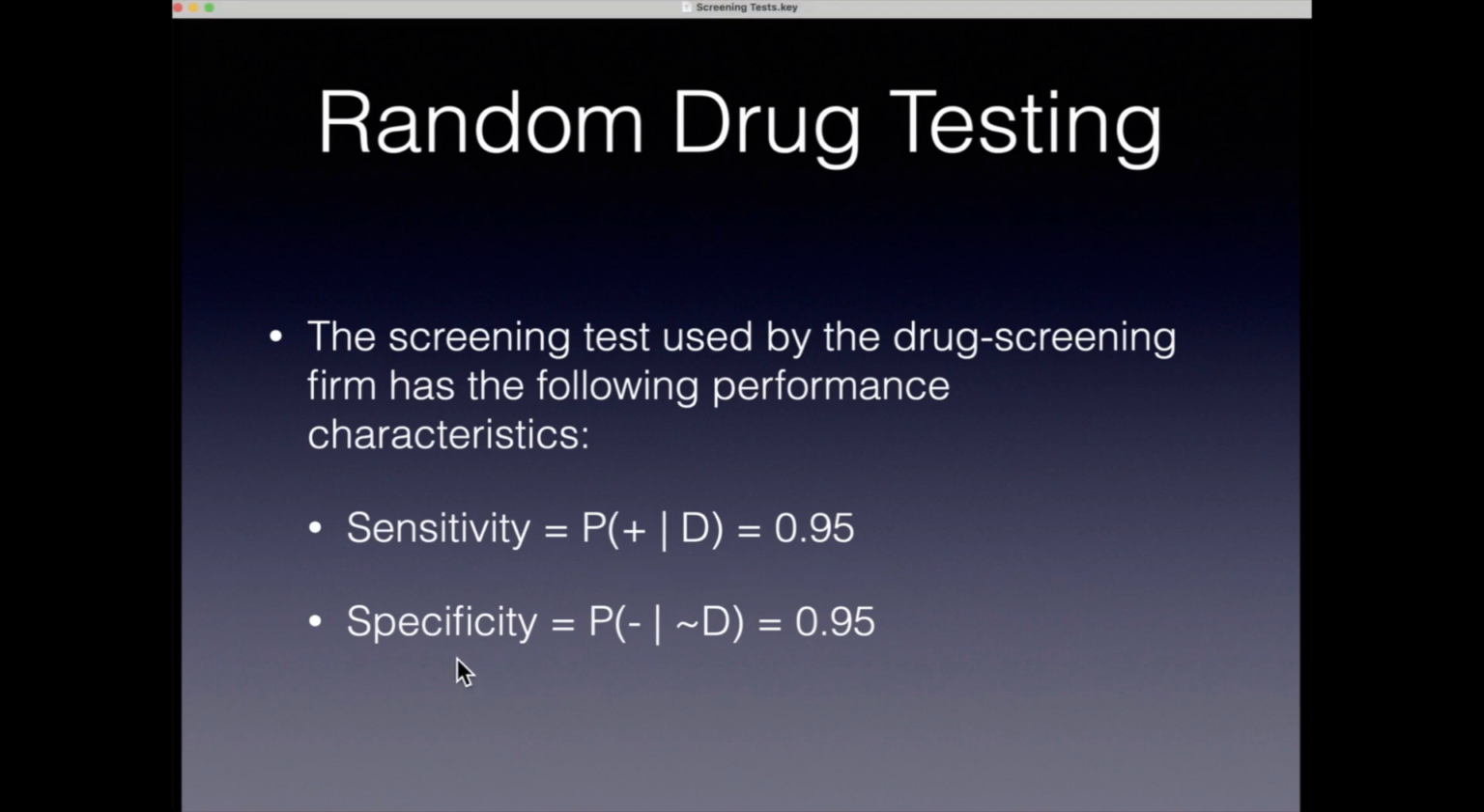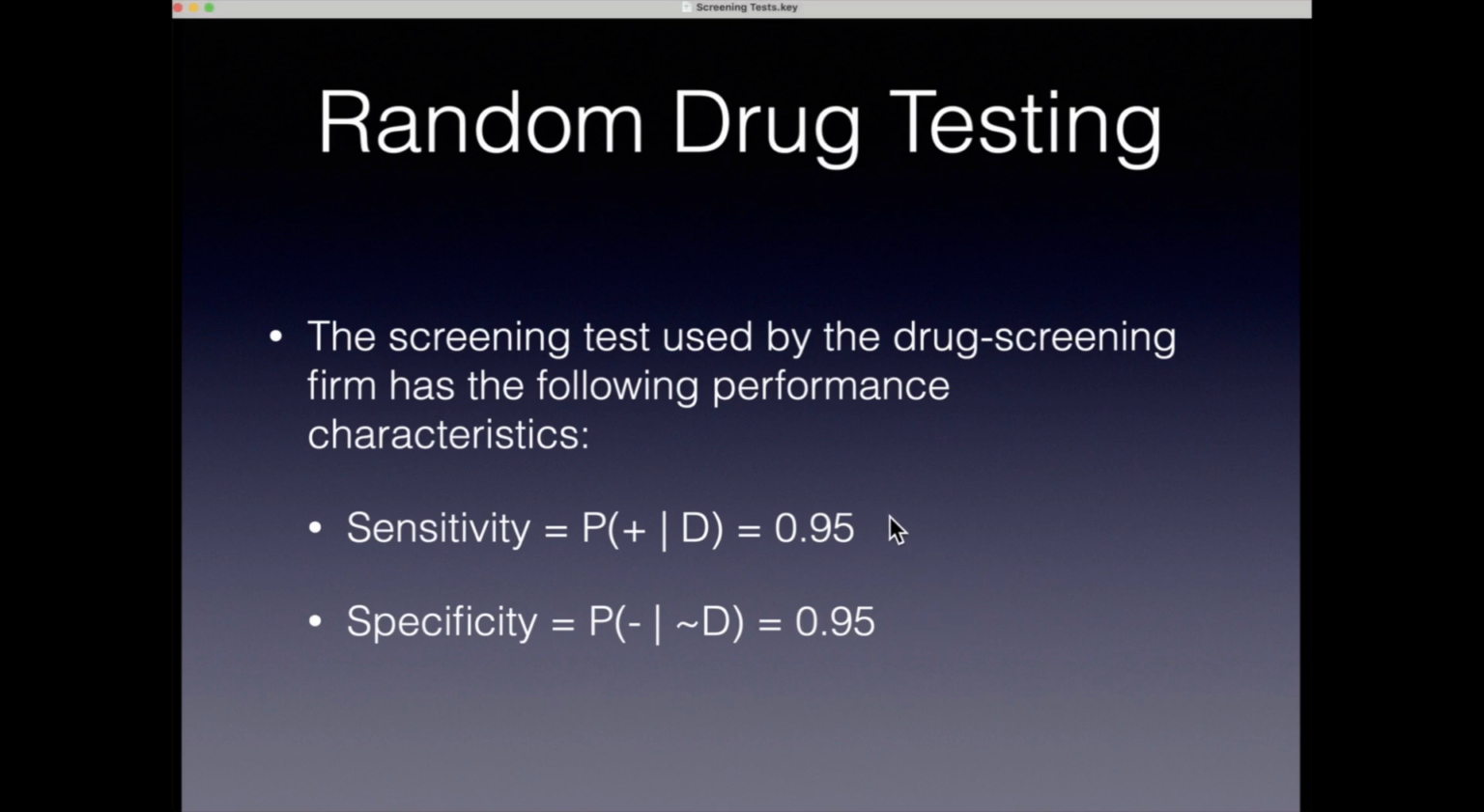All right. In addition, we're assuming here that the drug screening test has a specificity equal to 0.95 as well. In other words, the probability that the test comes back negative given that the person does not use the drug is 0.95. Now, these two values, the sensitivity and the specificity, seem fairly high, right? So the test seems fairly accurate.